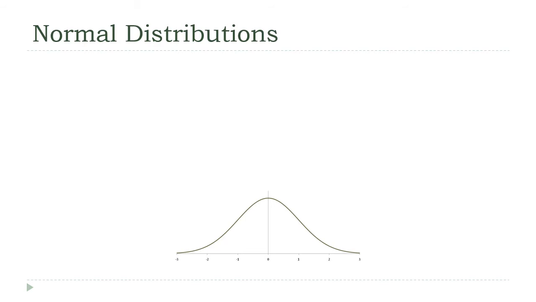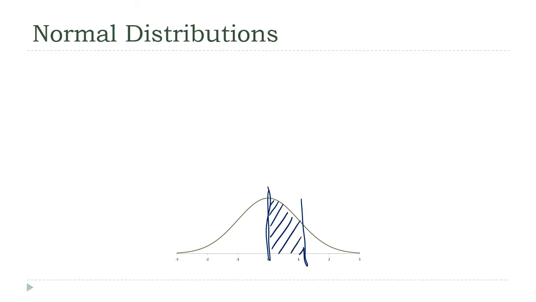And the way we're going to define probabilities with a continuous distribution is in terms of the area under the curve. For example, looking at this graph, the probability of a randomly selected item being between 0 and 1 is going to be the area in this section of the graph.